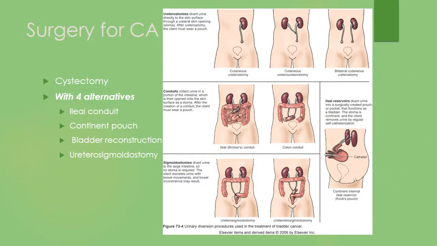So the surgery for cancer is cystectomy, and there are 4 alternatives: the ileal conduit, the continent pouch, the bladder reconstruction, and the ureterosigmoidostomy.